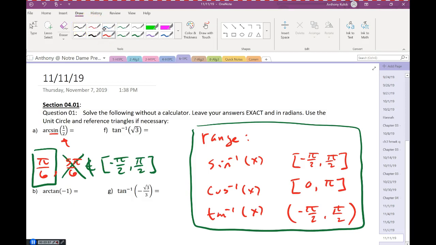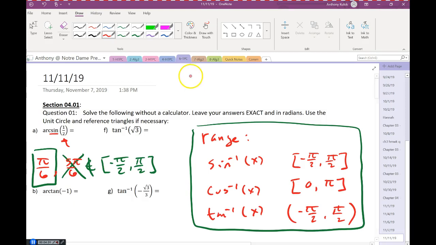Should we do another one of these? For F, that's in general. That applies to every problem on number 1. Sam? The arc part of arc sine just tells you where it has to be. It's the same thing as sine inverse. So arc sine and sine inverse are just two different notations that mean the same thing.